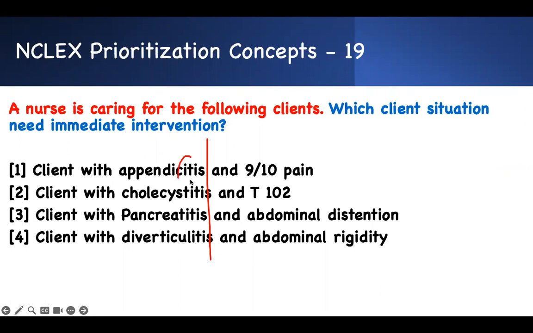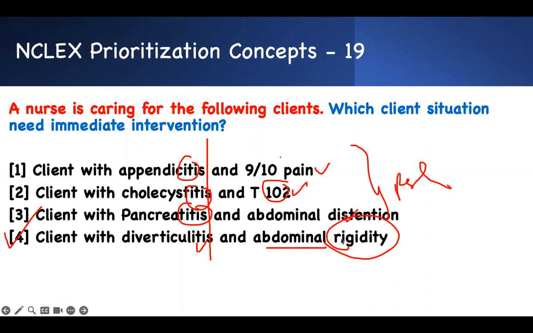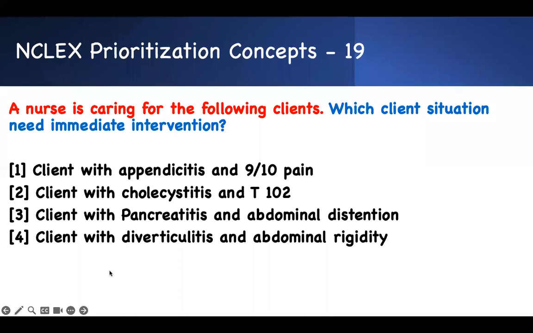Client with appendicitis, itis. I expect you to have pain, so don't worry. Cholecystitis, itis. I expect you to have fever. Don't worry. Pancreatitis, I expect you to have abdominal distension. Don't worry. Board-like abdominal rigidity, and itis with abdominal rigidity is peritonitis. All these things, you worry about peritonitis. Pancreatitis, you also have to have lung problems. Number 4 is your right answer.